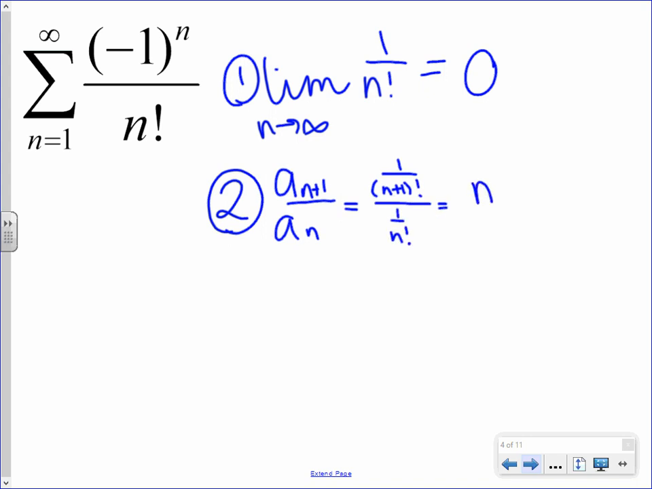Which would turn out to be n factorial over n plus 1 factorial.